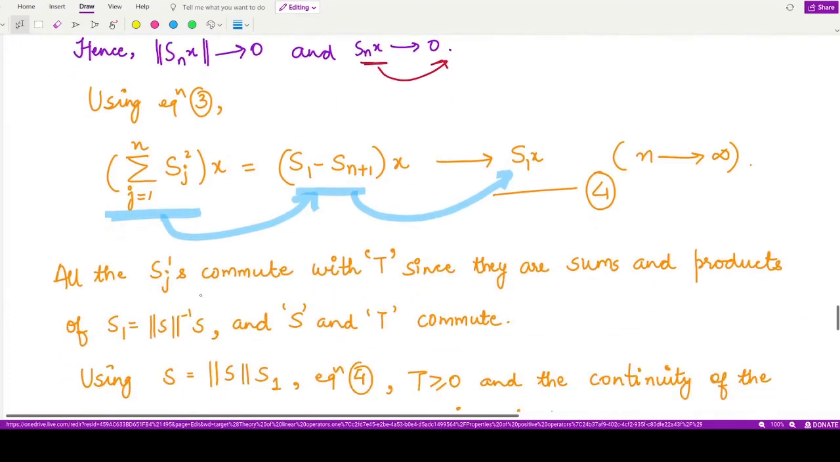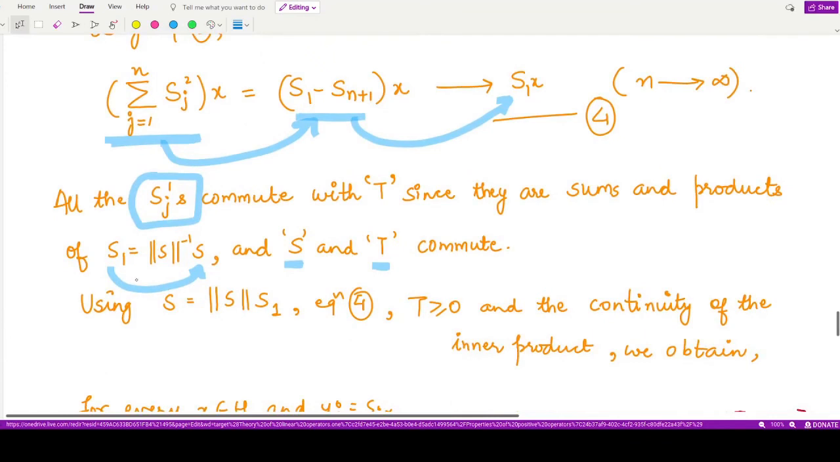Now all the Sj's commute with T. Why? Because in the very assumption we have assumed that S and T commute with each other. If S and T commute, that means S1 and T also commute, because S1 is made up of S. Again, S2 is made up of S1, so it will also commute with T, and so on. So all the Sj's commute with T because they are sums and products of S1, and S1 is made up of S, and S and T are given to commute with each other. So that means all the Sj's also commute with each other.